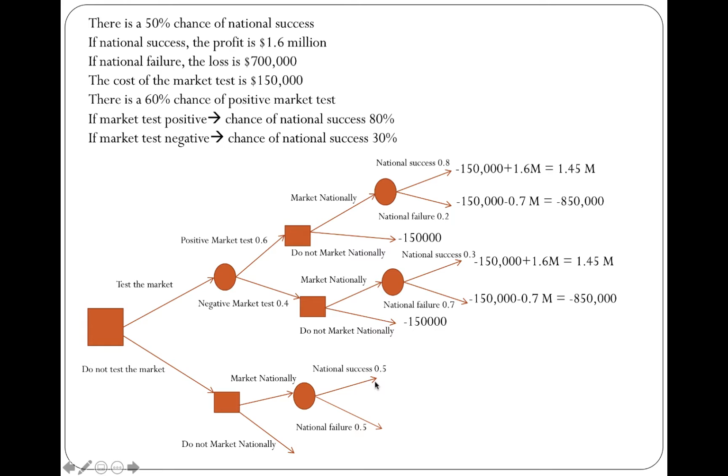Let's look at this terminal branch. For this one, they have not done any market test, but they have done the national marketing and they have seen the national success. So there is no initial cost, and the only thing that they observe is $1.6 million as a profit related to the national success. For this one, they haven't done any market test, and all they have seen is a national failure, and that leads to losing $700,000. And for this last terminal branch, they have not done any market test, they have not done any national marketing, so all they observe is 0 cost at this stage.